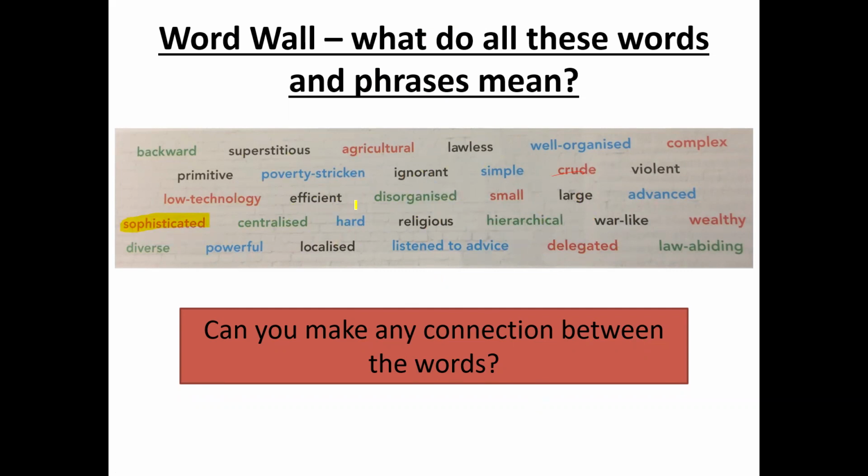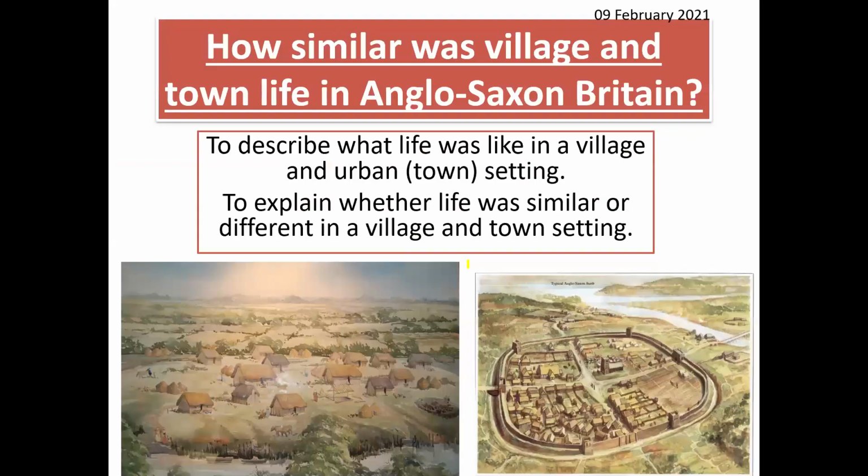For instance, it could be argued that perhaps well organised could be linked with law-abiding. Can you draw any connections between the two? You could argue that maybe primitive could be linked with low technology. Draw links between those. Spend 5 or 10 minutes checking that you understand what these words are and drawing out any links. Pause the video and come back when you're ready.